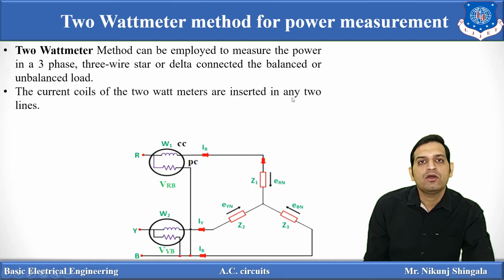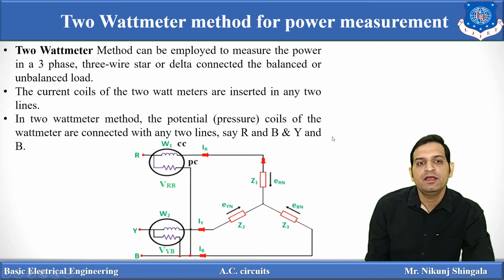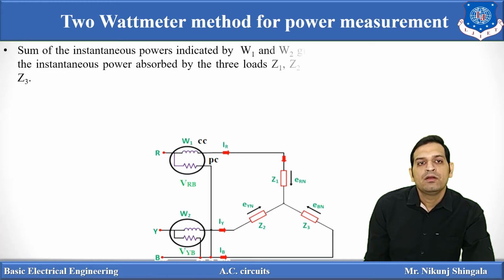The current coils of two wattmeters are inserted in any two lines, as I told you. And the pressure coils, as I told you, are connected between any two lines here, R and B and Y and B, where B is the line in which no wattmeter is connected. Now, what is the reading of W1 and W2?